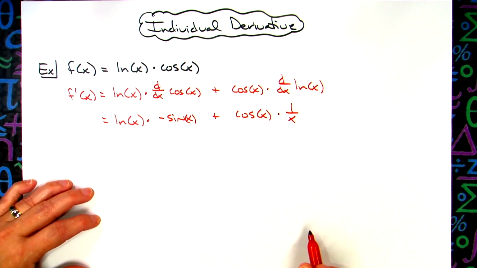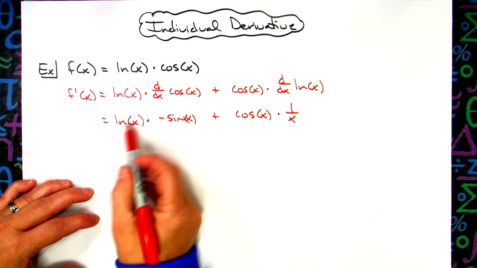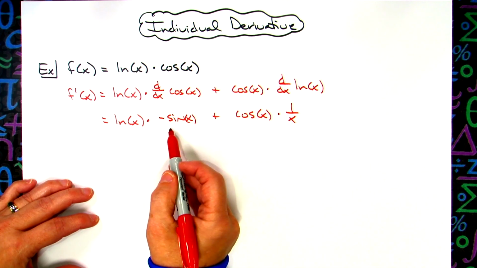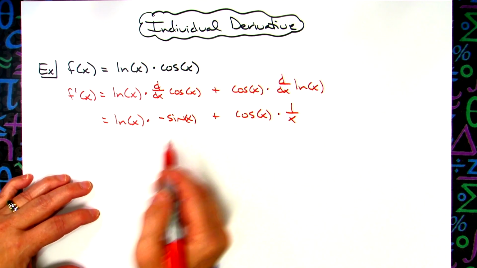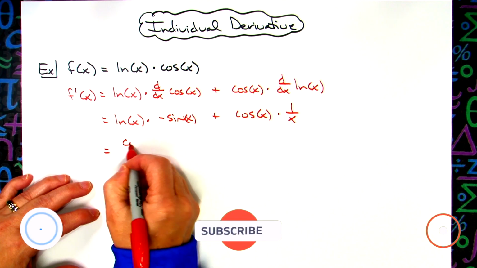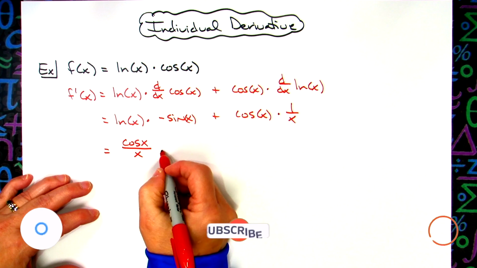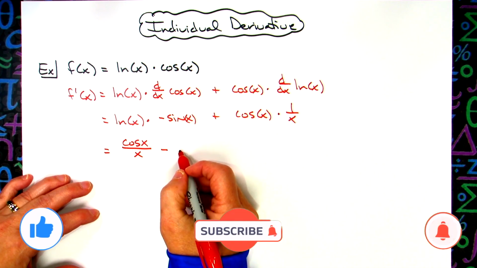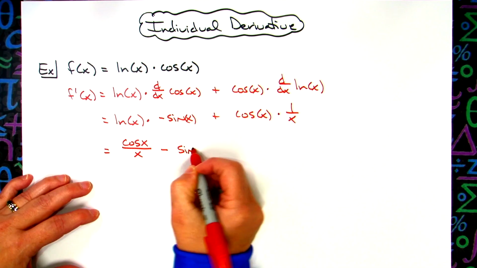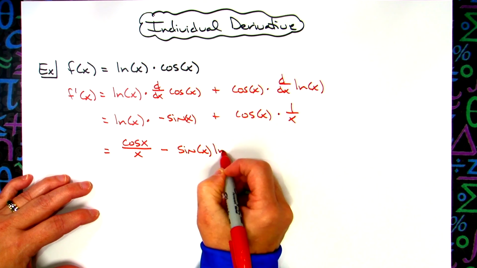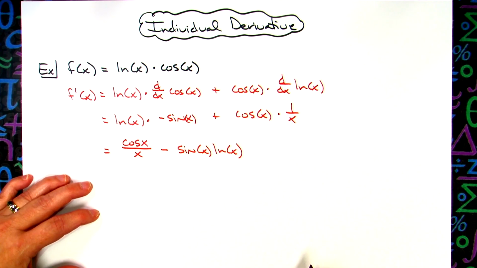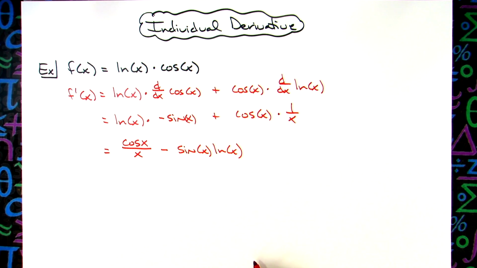Now, if we're going to clean this up a little bit, we'll multiply this. And let's switch the order here. We'll make this our second term. All right, so then we're going to have a cosine of x all over x, and then minus. And then let's go ahead and put the sine x in front, and then natural log of x second. All right, so a pretty straightforward product rule there, typically found in that basic beginning Calc 1 class.